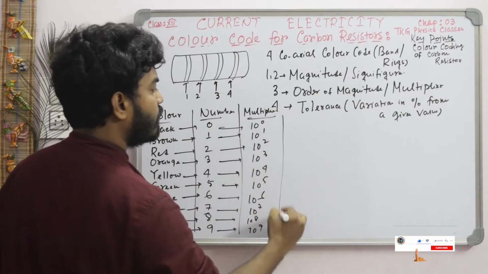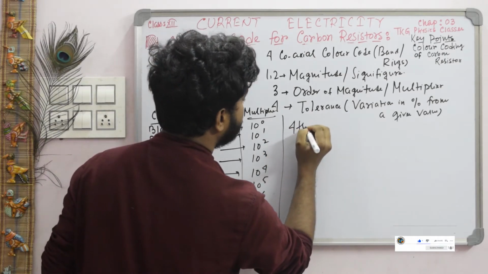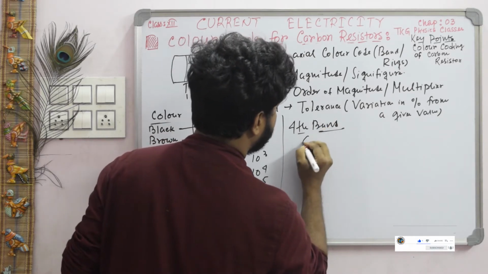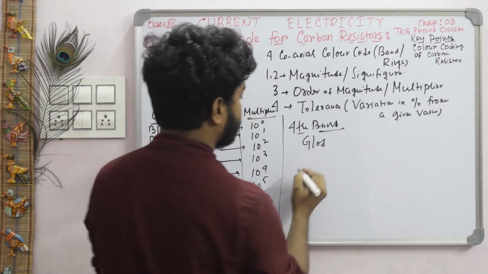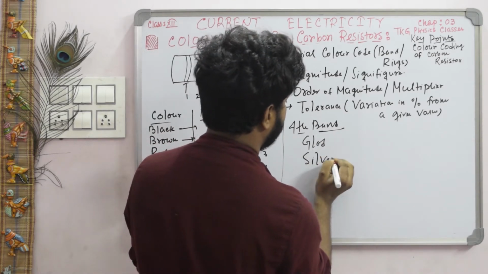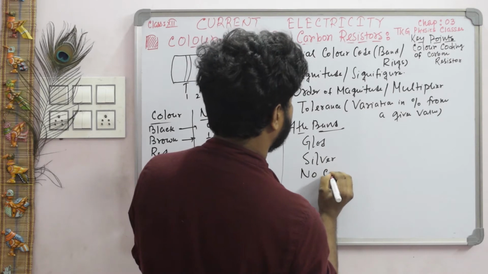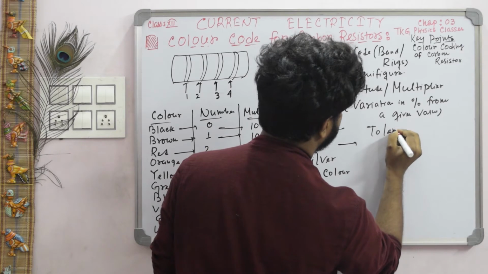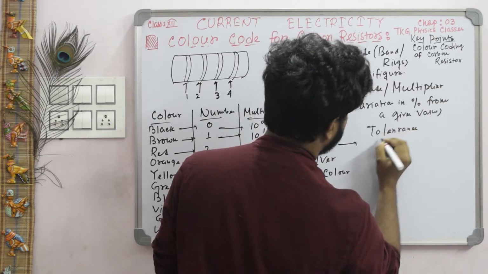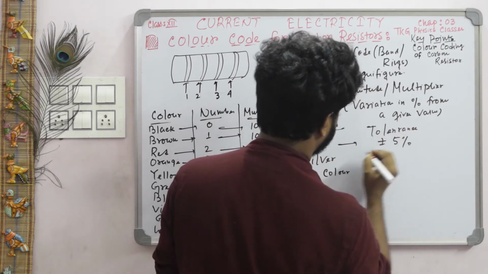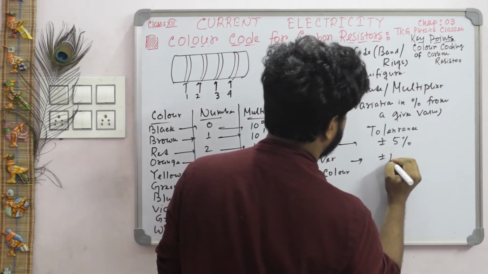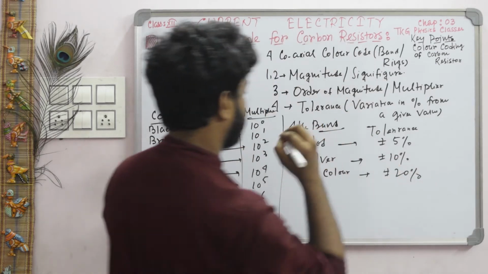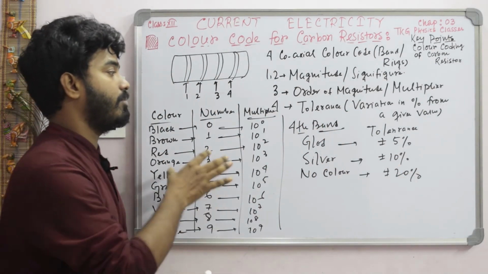Now there is another band which is named the fourth band. For the fourth band there are mainly 3 colors: gold, silver, and the third one that is no color. For gold the tolerance value is plus minus 5%, for silver plus minus 10%, and for no color the tolerance value is plus minus 20%. You have to memorize this table.